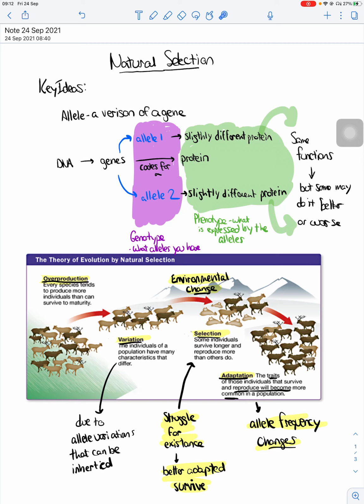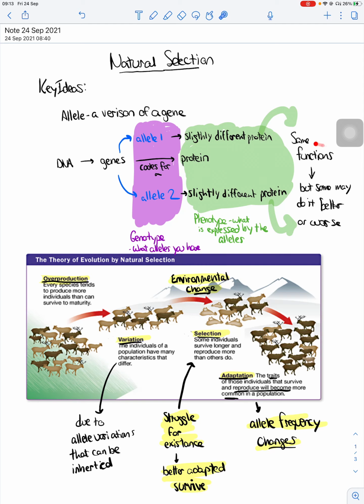Okay, so we call the alleles you have, the versions of those genes, your genotype. And then whatever that genotype is, allele 1, allele 2, for example, that determines your phenotype. So here, the phenotypes are the different colors of the deer in this case. Some are light brown, some are dark brown. And what probably happens there is they have different alleles.